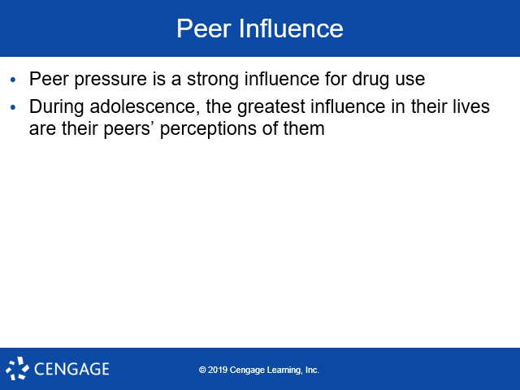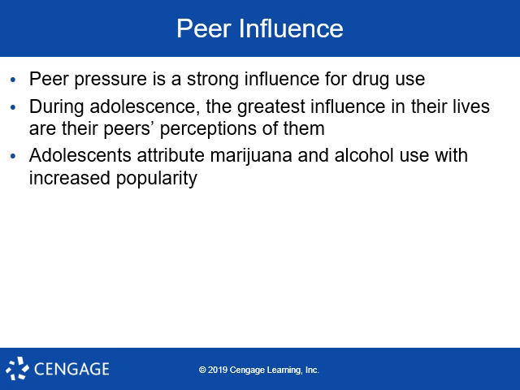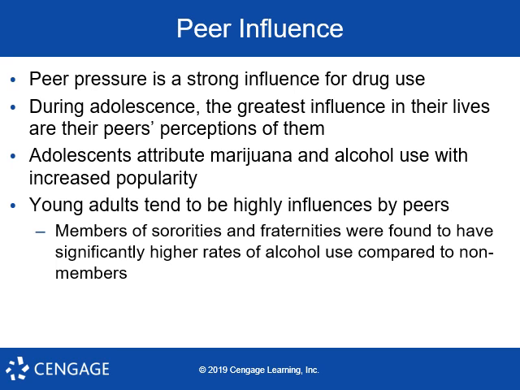During adolescence, the greatest influence in their lives is not really from parents, but more so from the peers. At least in this country. Various countries and cultures differ, but in this country and some other countries in Europe, most adolescent behavior is developed by rebellion against authority. Adolescents attribute marijuana and alcohol use with increased popularity, and some of that can be enhanced from what they see in the media. We've already talked about what sororities and fraternities contribute to the pot.